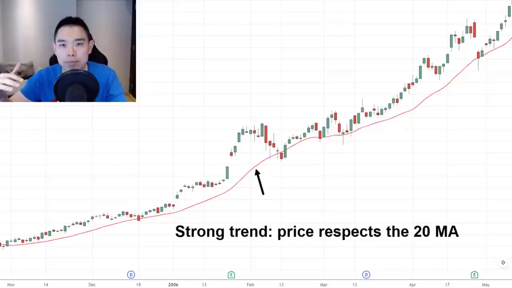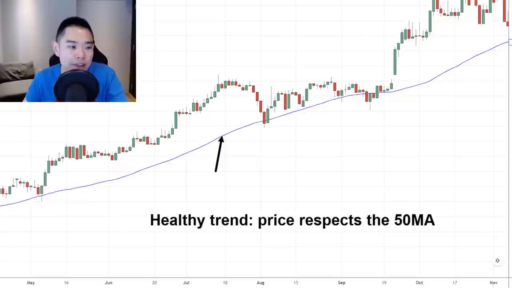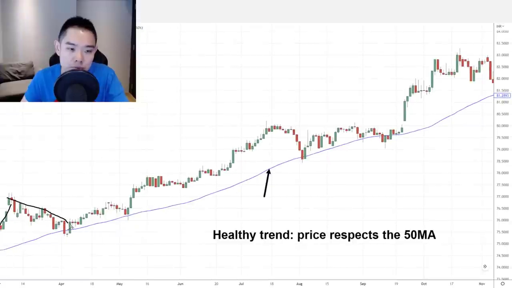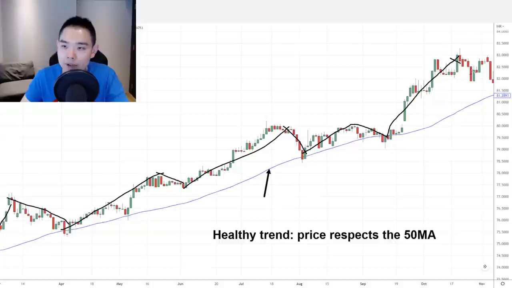Now, if you notice that the pullback is a little bit deeper, then this is what I call a healthy trend, and this is where the 50 period moving average will be more applicable. So notice the market heads up higher, it makes a deeper pullback, heads up higher, pullback, heads up higher, makes a deeper pullback, heads up higher, and right now making another pullback once again. So the market has a slightly deeper pullback. This is where you can use the 50 period moving average.